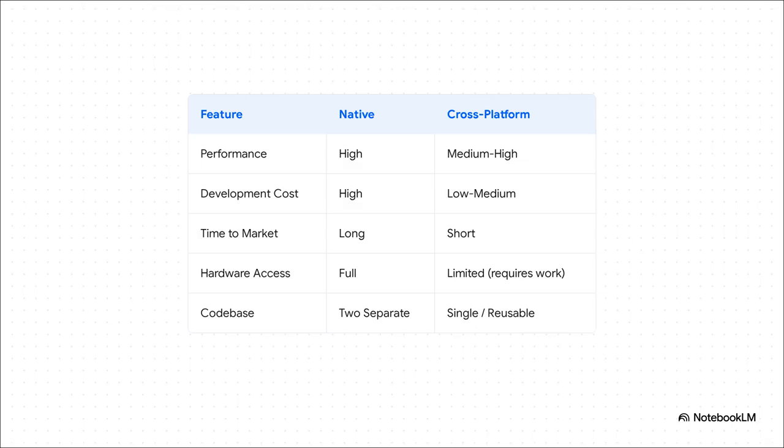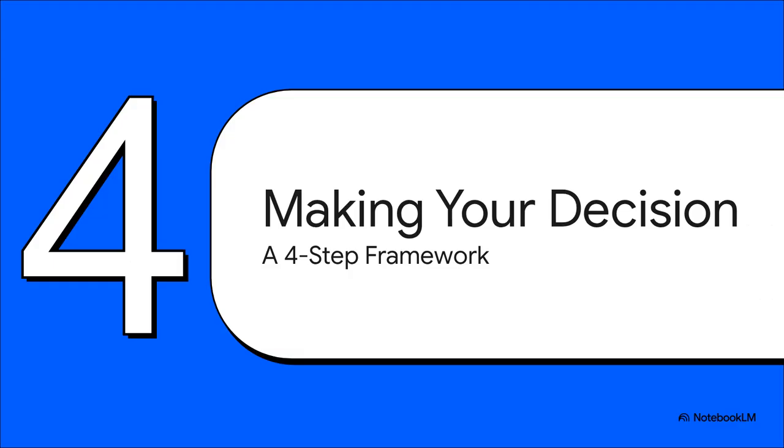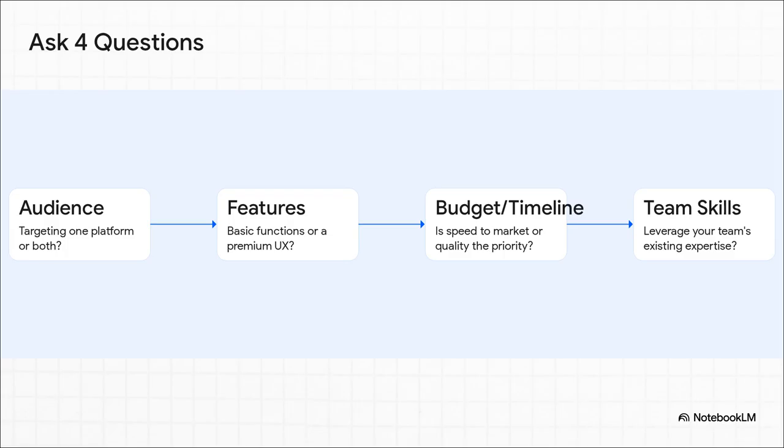And this table just lays it all out, perfectly side by side. You can see native absolutely wins when it comes to raw performance and easy hardware access. But it's going to cost you in both time and money. Cross-platform just shines with its speed and lower cost. It's that classic battle, right? Perfection versus practicality. So, with all of that in mind, how do you actually choose the right path for your specific project? Because it's not about which one is better in a vacuum, it's about which one is better for you. Well, you don't have to guess.